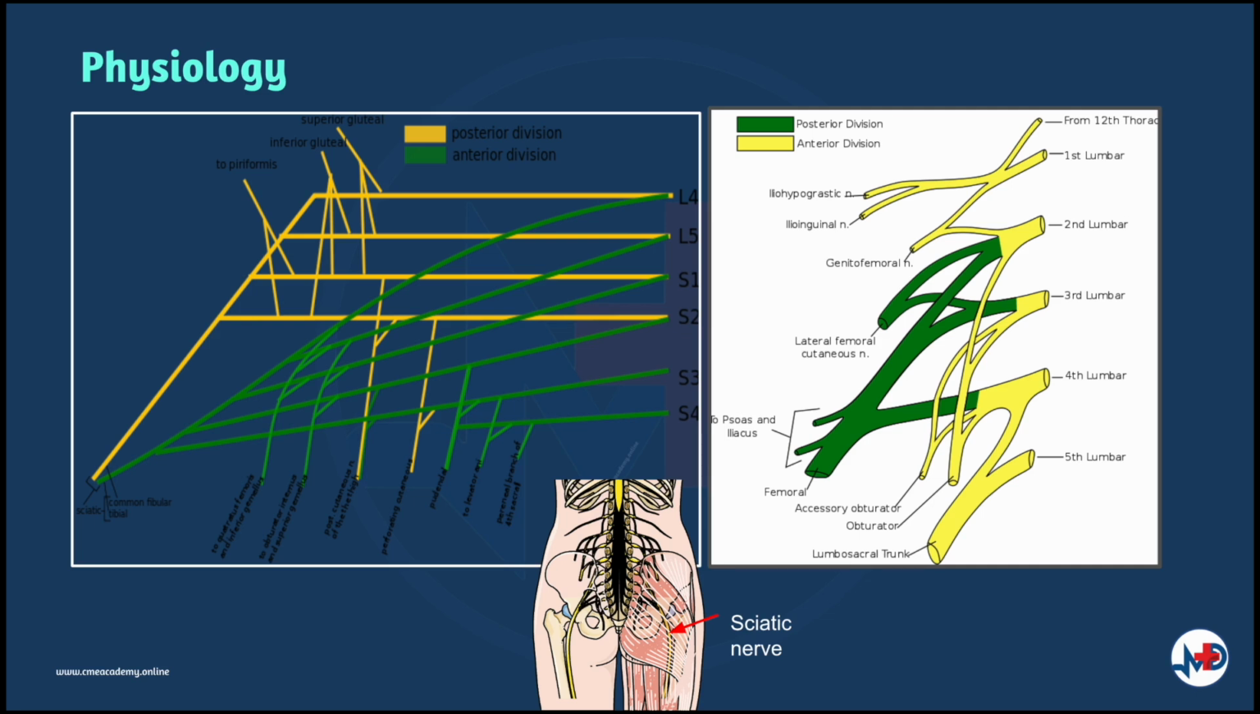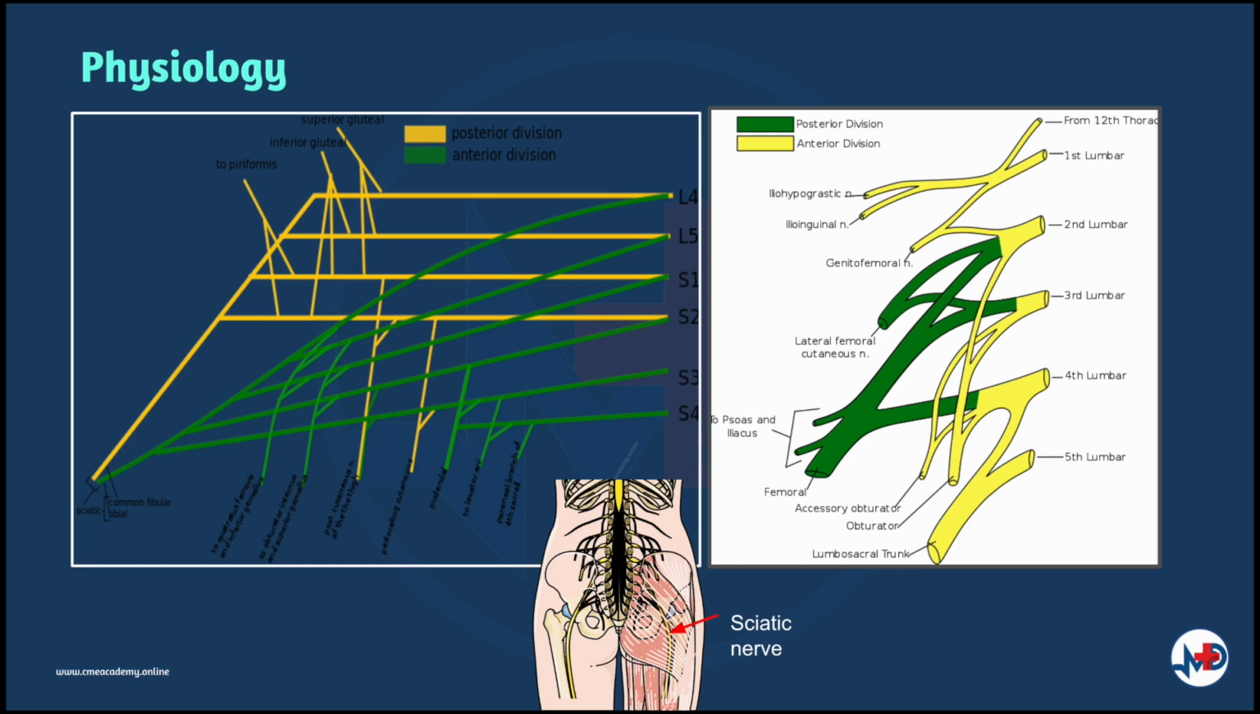The posterior cutaneous nerve of the thigh provides sensory innervation to the inferior buttocks and the posterior thigh. The sciatic nerve gives rise to the common fibular nerve, also known as the common peroneal nerve, and the tibial nerve. The common fibular nerve provides sensory innervation to the posterolateral lower leg and the dorsum of the foot. The common fibular nerve branches into the deep fibular and superficial fibular nerves.